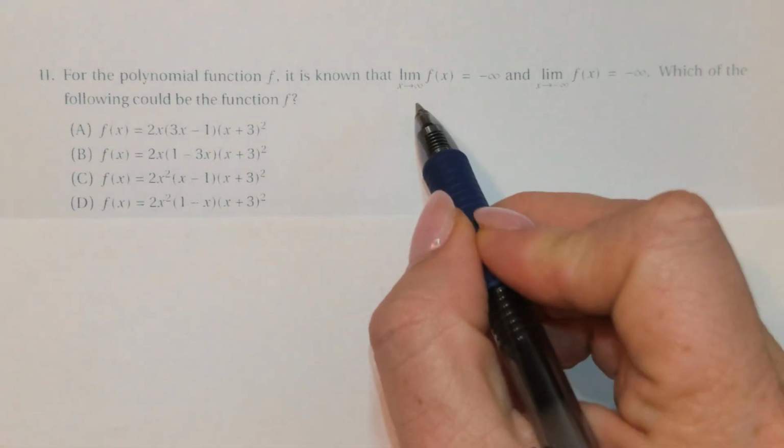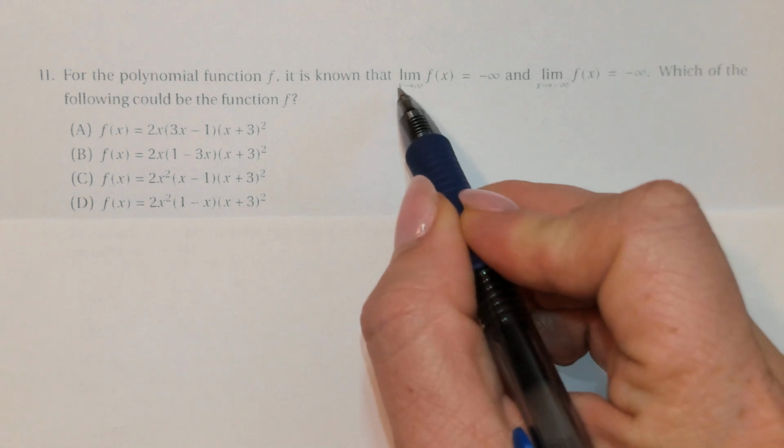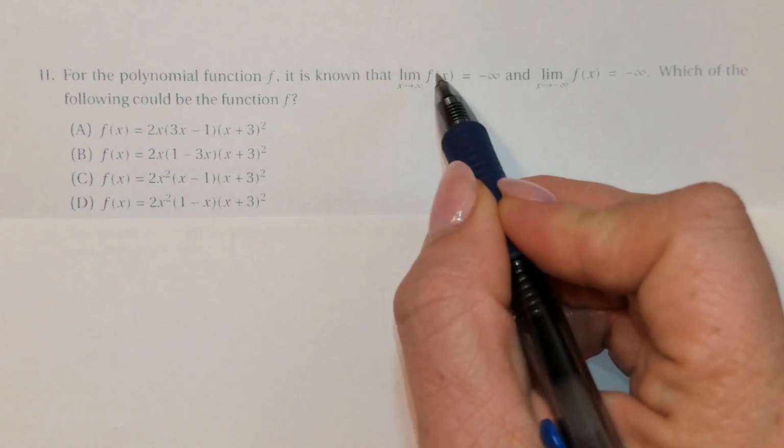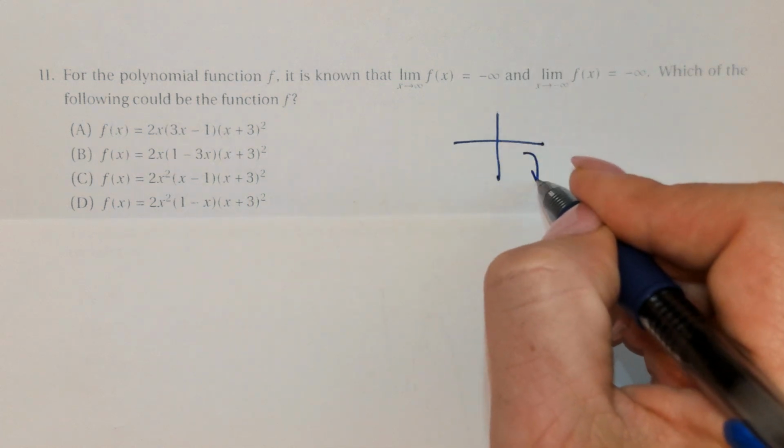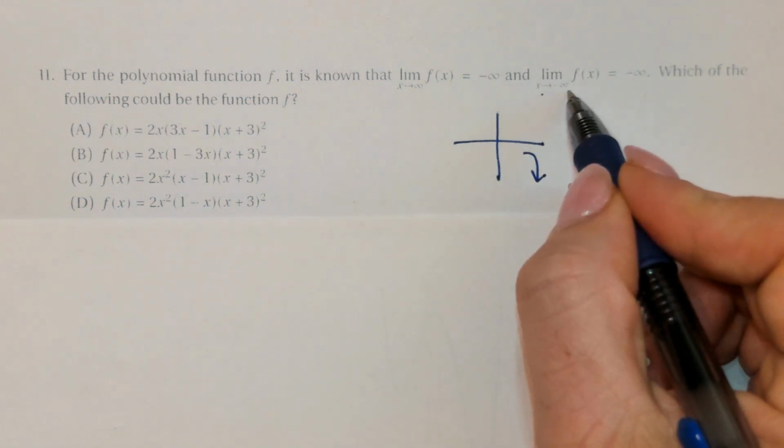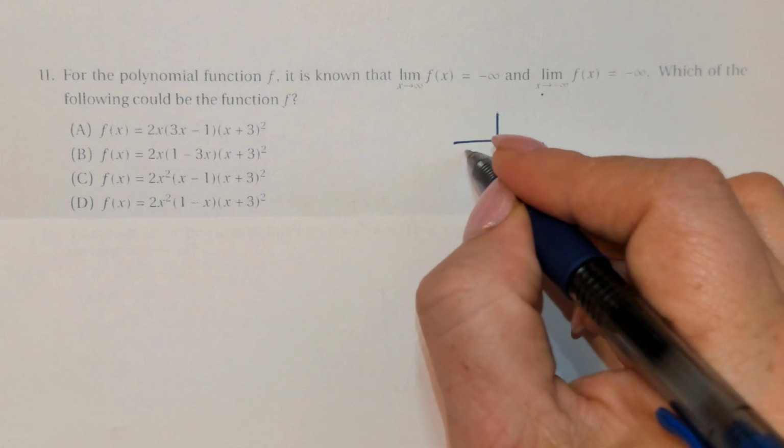In order to choose the correct answer for number 11, I think it's important to not only be able to correctly read this, but maybe even draw a picture. What does this mean? So as we go to the very far right x values, our function is moving down. So we go to the far right, our function is headed down. As we move to the far left, our function is also headed down.